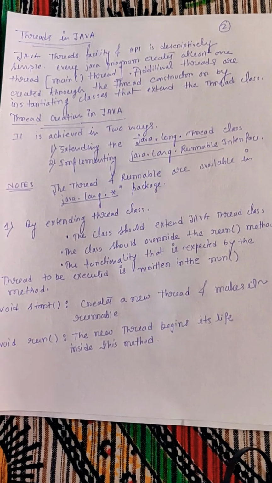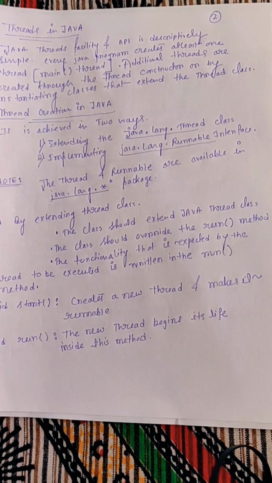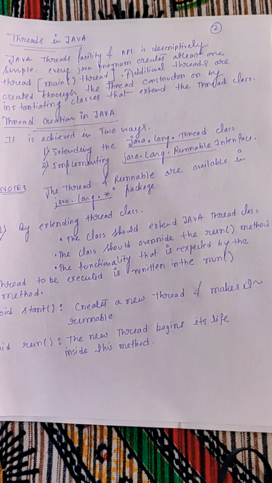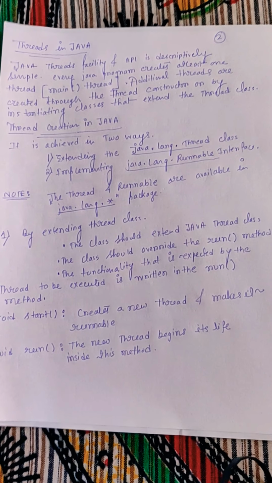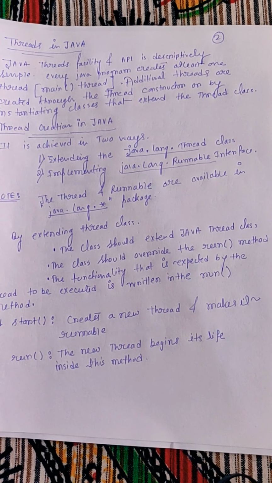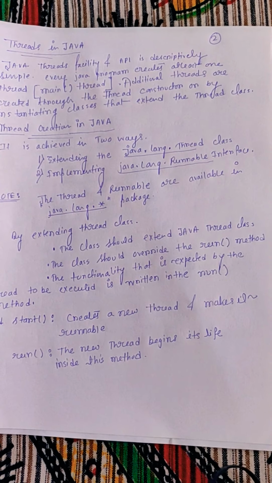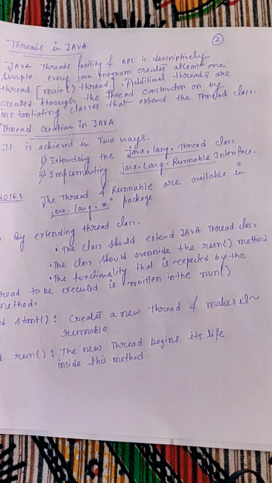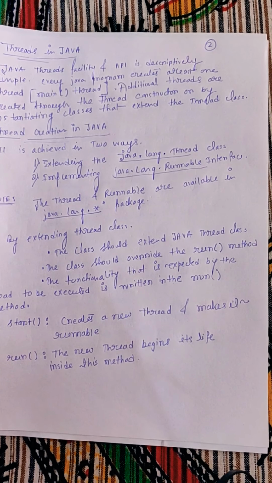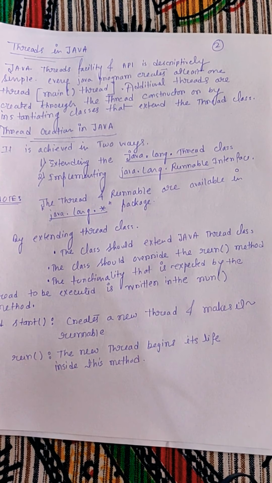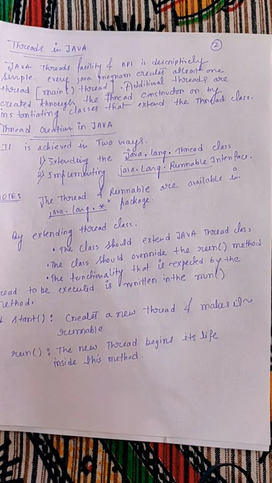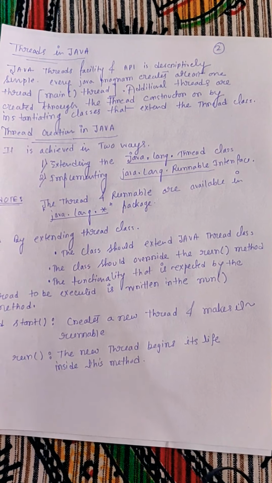Basically it is achieved in two ways. One, by extending the java.lang.Thread class, and the second, by implementing the java.lang.Runnable interface. Both Thread and Runnable are available in one package, which is java.lang.*. Whenever we declare the star, it means every class available in the lang package can be used.